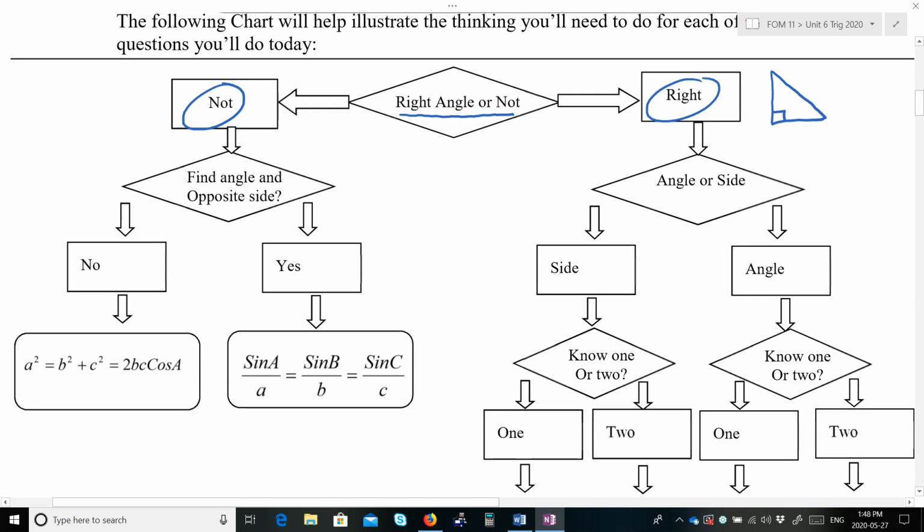And for non-right triangles, so very general triangles like this, for example, see how I don't have a 90-degree box, that always ends up being either cosine law or sine law.